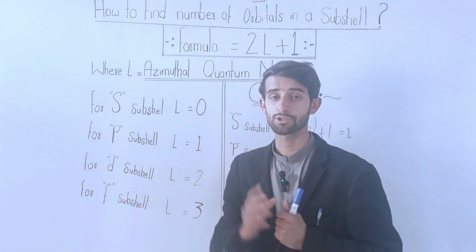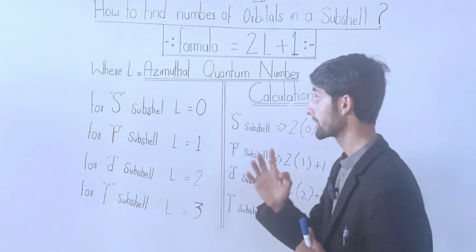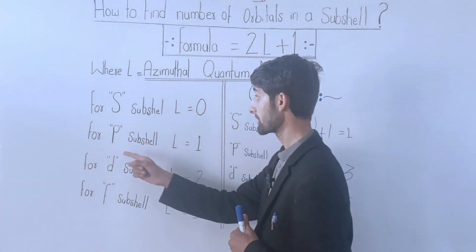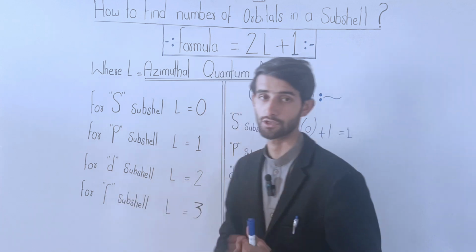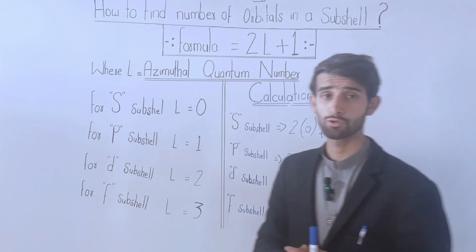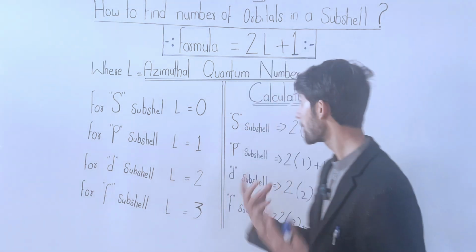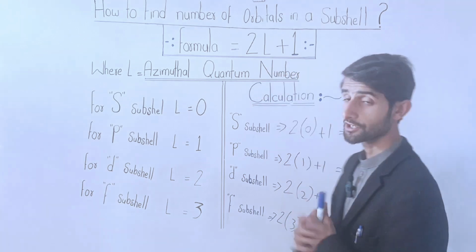There are four subshells present in each shell mainly. So first one is S subshell, the second one is P subshell, the third one is D subshell, and the fourth one is F subshell. So now we will count numerically how many orbitals are present in each shell.